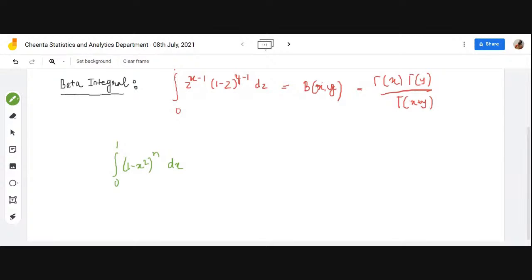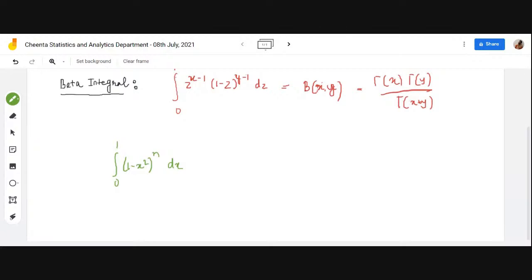Any ideas how to convert this into a beta integral? What will you do? What do you think? Any ideas on how to convert this? So you see there's an intent of going into 1 minus z. So do you think putting z equal to x square seems to be a good idea?